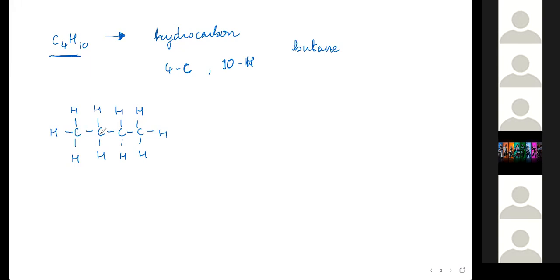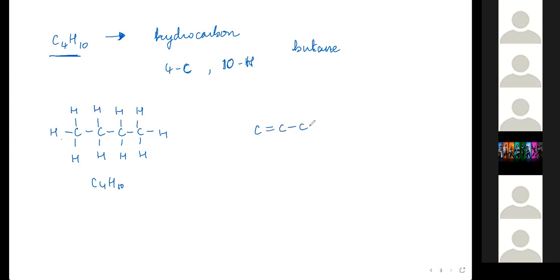Okay, so you have 1, 2, 3, 4 carbons, then 4 plus 4, 8, 9, 10 hydrogens. So C4H10, ये बन गया. But it can also be a double bond. Double bond, check it, C4H10 होगा क्या?